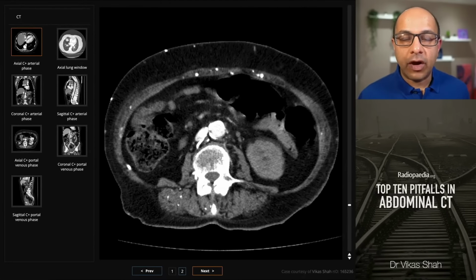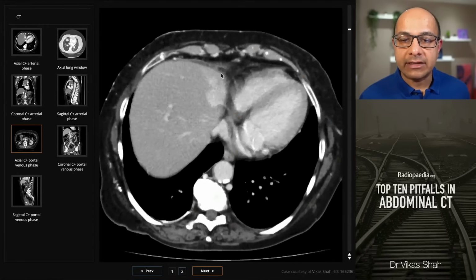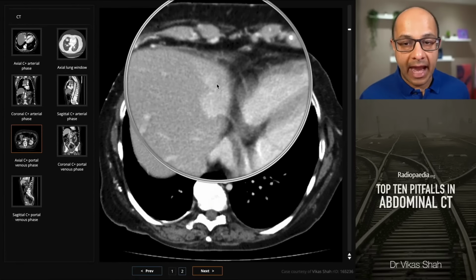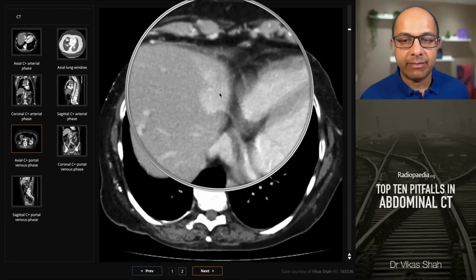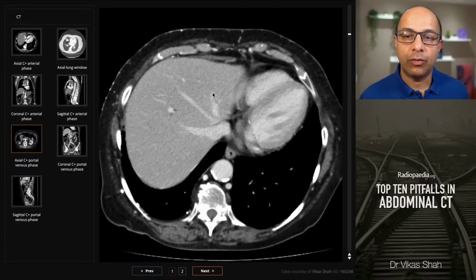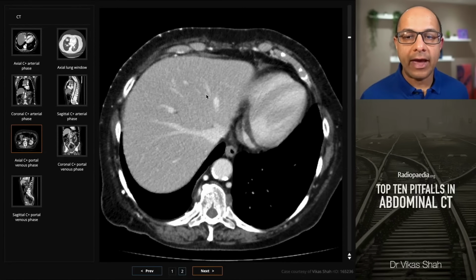umbilicus. If we go to the portovenous phase studies, we can see that pattern, that area of enhancement is now slightly dissipated. It's still slightly hyperdense compared to the background liver, but it's nowhere near as abnormal as on the previous study. So why are we seeing this? We're seeing this because the blood now needs a route to get back to the right side of the heart now that the SVC is occluded.